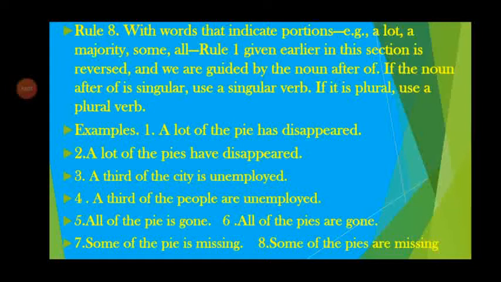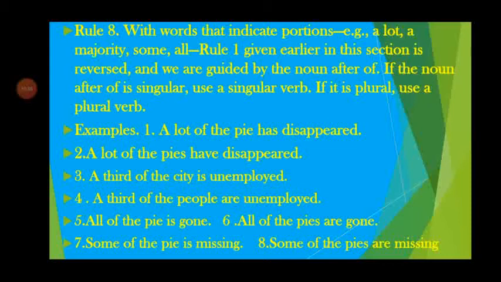The words like a lot of, a majority, some or all, when these are taken together, when they are used as determiners. "A lot of pie has disappeared." That means a major portion of the pie. That is the meaning. So pie is considered singular. So that's why the verb is also used as has.